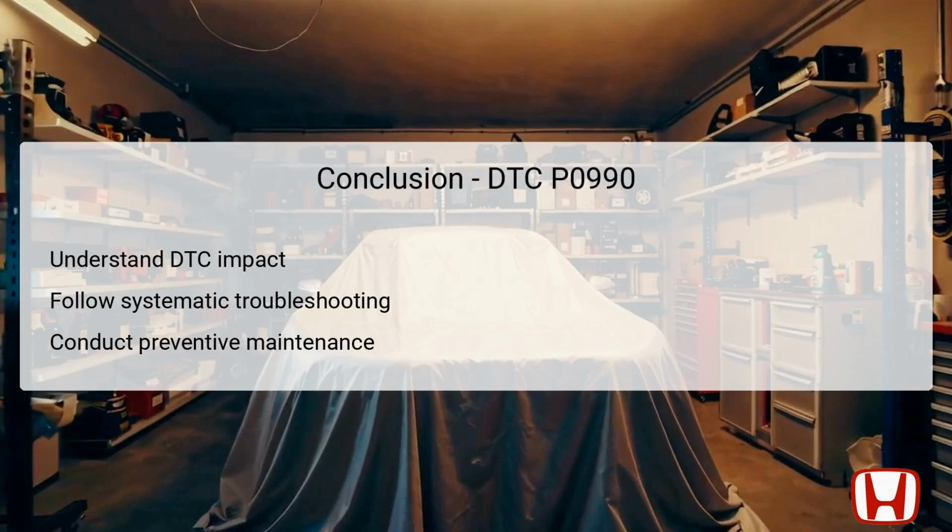In summary, understanding DTC P0990 and its implications is crucial for effective troubleshooting and repair. This diagnostic trouble code indicates a high signal from the transmission fluid pressure switch E, which can significantly impact the vehicle's ability to shift gears properly.